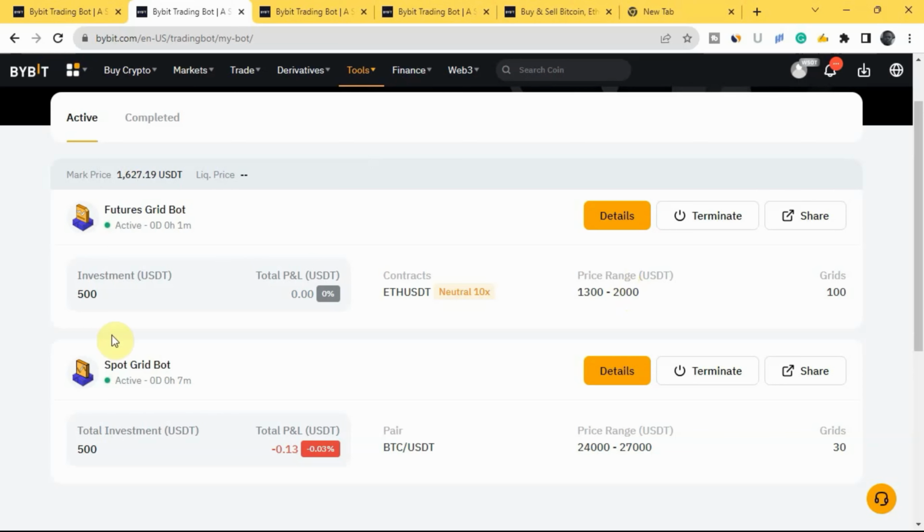Now, as you can see right here, I've invested $500 for the futures grid bot and $500 for the spot grid bot. I'm going to be leaving this for about 1 week to 2 weeks to see how the results will come out. I'll be looking at how this spot grid bot will make money for me or whether I will lose money. And then I want to look at how this neutral will work out because I'm not picking long or short. I want to see whether I'll be making money with this or losing money. And I know that you will also be looking forward to that.